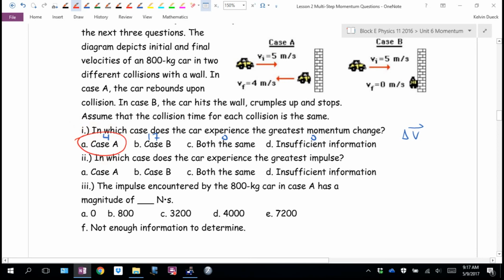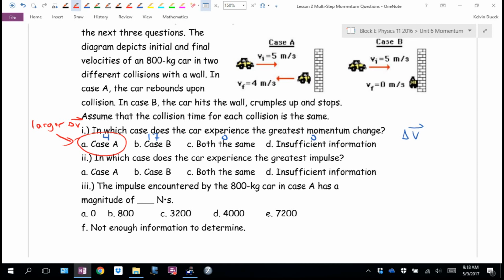Case A, because larger delta V. Those of you that voted for case B, have I convinced you? Yeah? Okay.